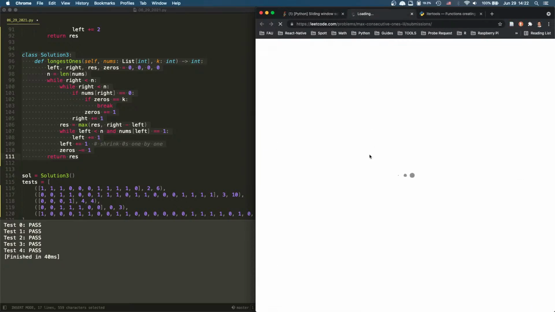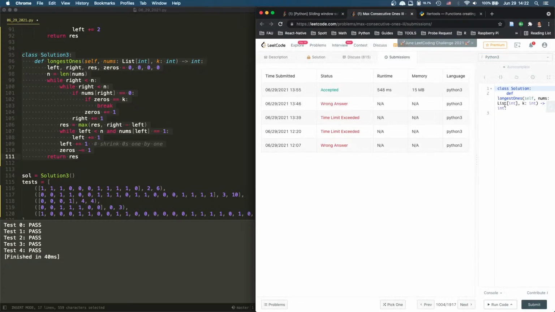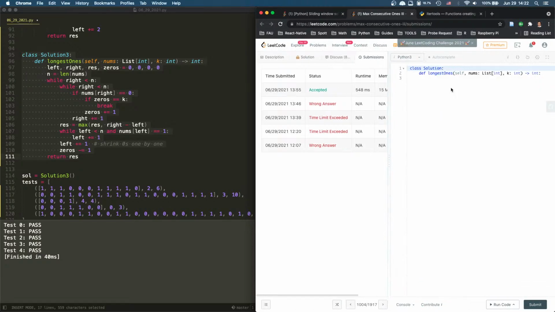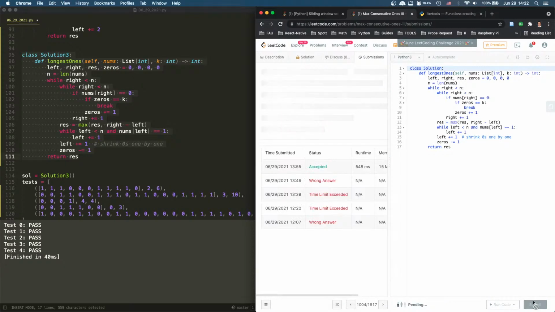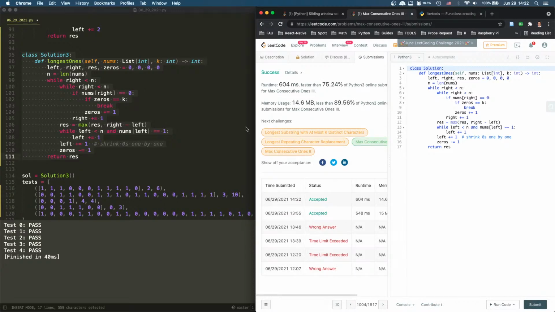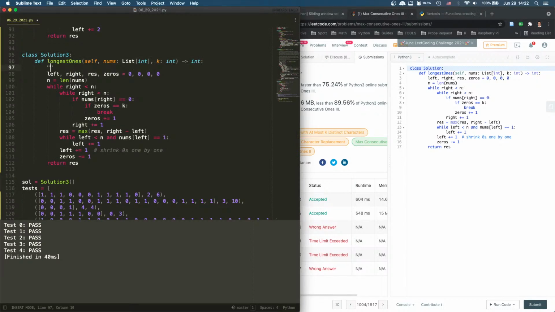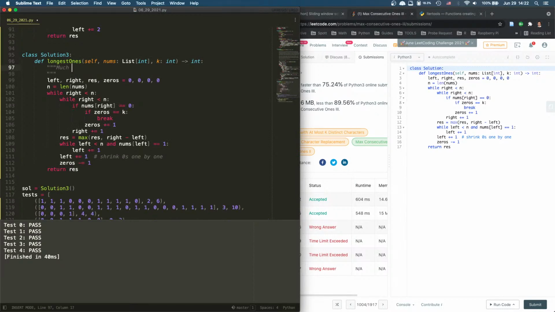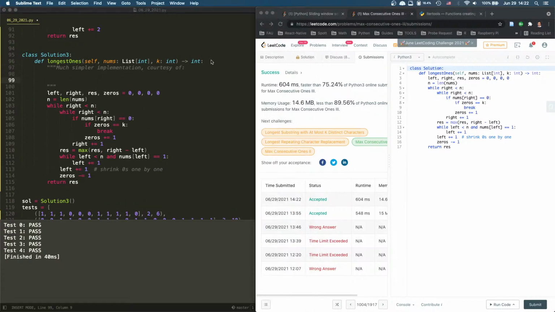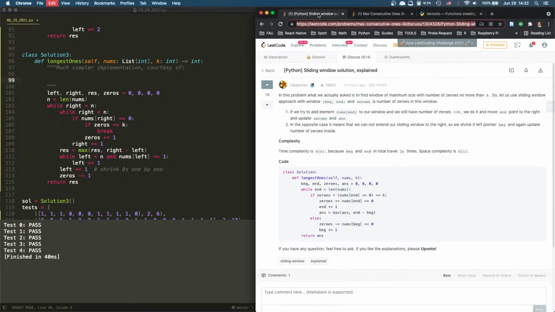Submission. Submit. Let's see. Yep, it's on pass as well. So this is a much simpler implementation, courtesy of this.